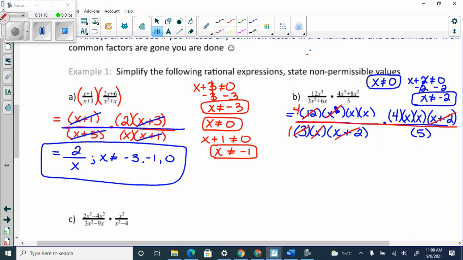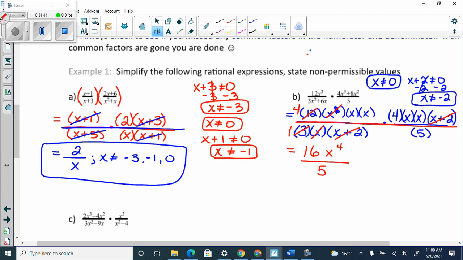If I'm not, if there's more numbers I could take out, I might just do another step and cross off more, right? Which is totally fine. I think I have everything canceled off. So I have 4 times 1 times 1 times 4, so I have 16 on the top. And then I have an x times an x times an x times an x, which is an x to the 4. Over 1 times 1 times 1 times 1 times 5, so over a 5.